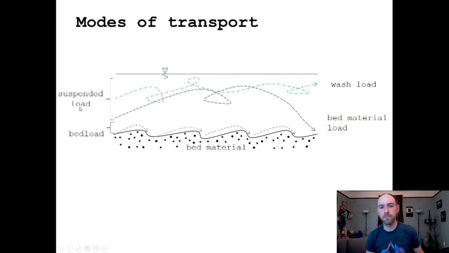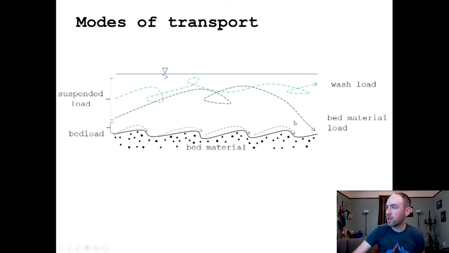suspension, okay? And sometimes you'll hear terms used which are similar but slightly different, in that you'll hear wash load and bed material load used. I use those sometimes depending on the context of what I'm talking about. In this case, it doesn't refer necessarily to the proximity of the particle to the bed. It actually refers to whether or not the particle ever comes in contact with the bed at all.